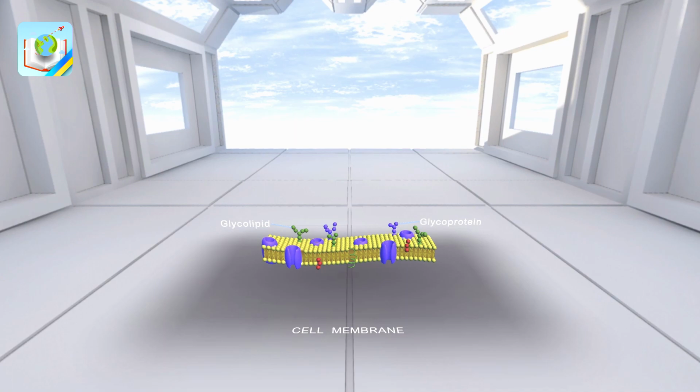You can see green and purple molecules from the top of the membrane. These are glycolipids and glycoproteins. They act as markers to help recognize a cell. Tap on them. Functions of the cell membrane: cell protection, cell integrity, recognition of substances, transportation of substances.